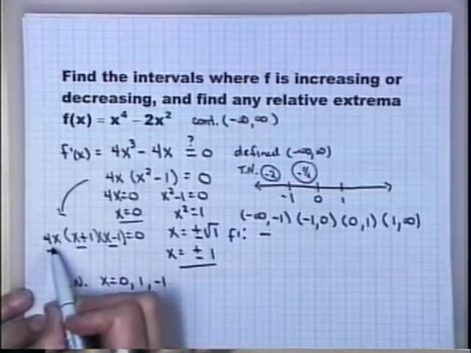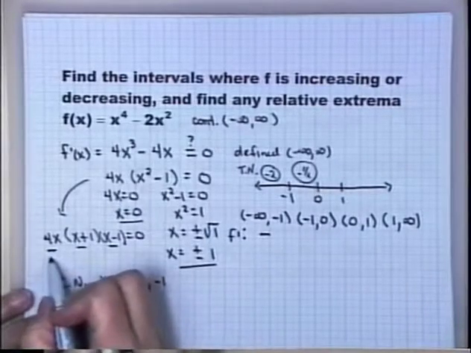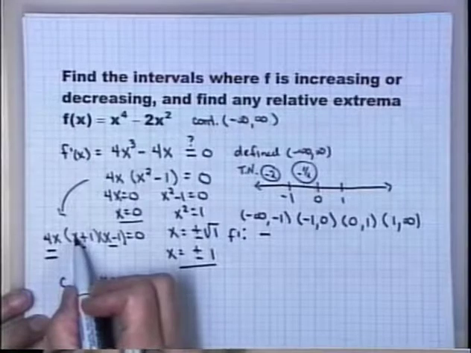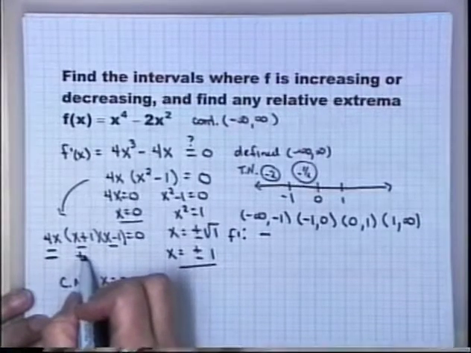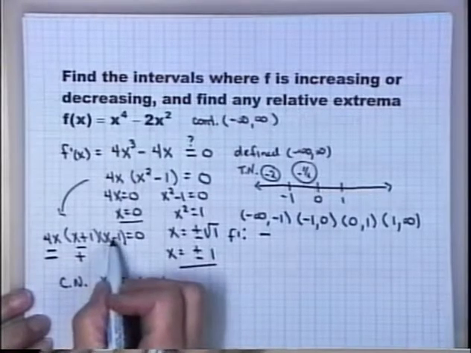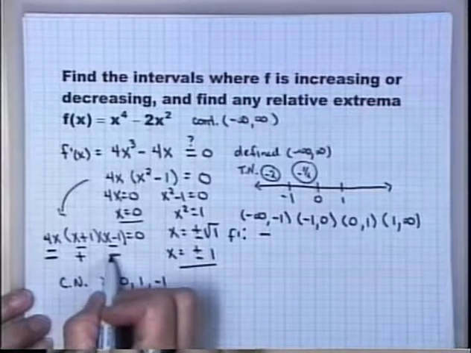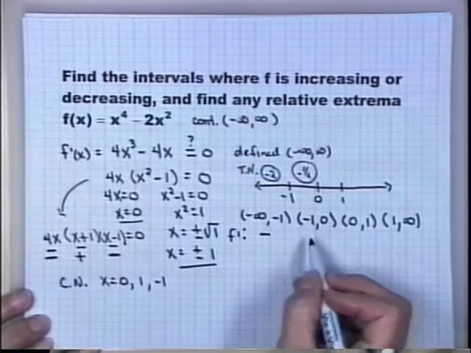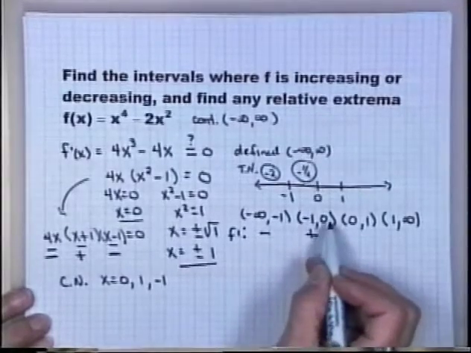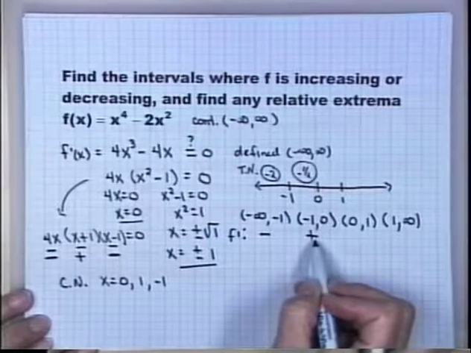So again, let's go to these factors down here. 4 times negative 1/2, my test number, would be negative. Negative 1/2 plus 1 would be positive, wouldn't it? Negative 1/2 minus 1, again, would be negative. What happens if you multiply two negatives times a positive? That end result is going to be positive, isn't it? Okay? So for every number between negative 1 and 0, my derivative is going to be positive. Okay, let's move to the next interval.